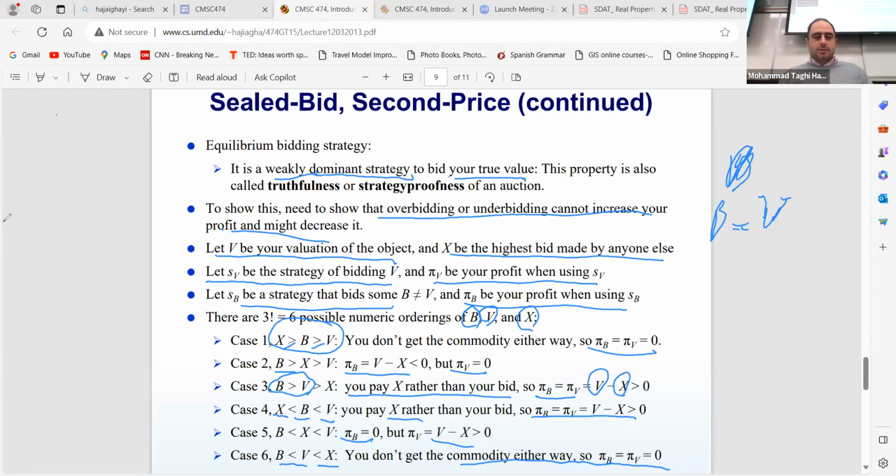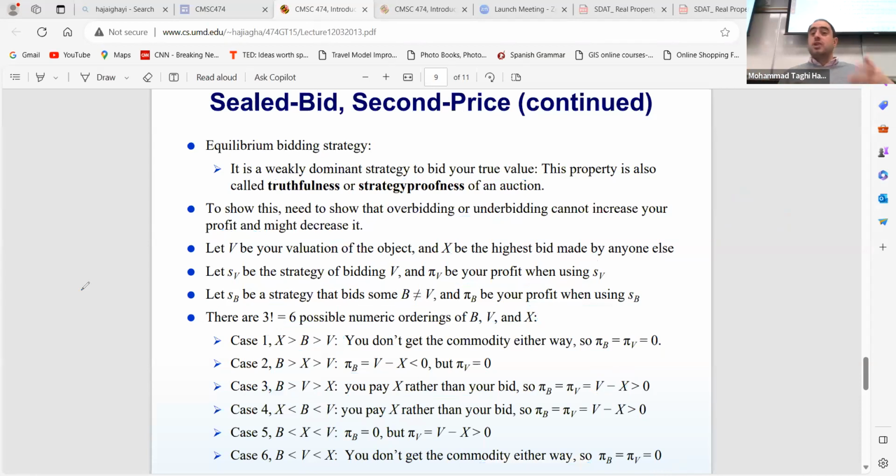Good. But as I mentioned, this argument does not work for the first price auction, because in first price, as we talked, if you do bid shading, in particular, if there are two people and you bid half of your value, that's actually the one that maximizes your profit.